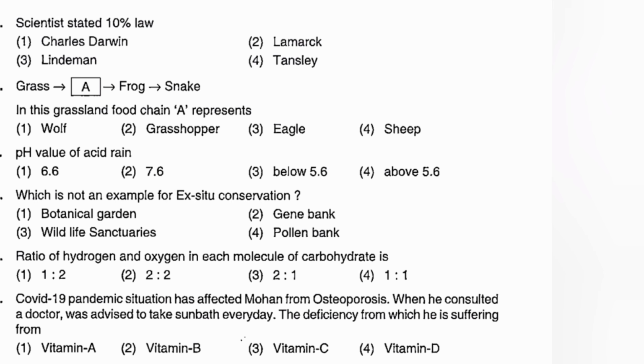Which is not an example for ex situ conservation? Answer is wildlife sanctuaries. In situ conservation means natural habitat. Botanical garden, gene bank, pollen bank are ex situ. So the answer is wildlife sanctuaries, because that is not ex situ conservation.